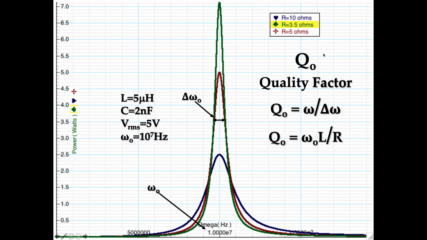So in the lab that you're going to be doing, you're going to be measuring the quality factor. And you can show that the quality factor is omega naught L over R. And typical values range between 10 and 100. You're not doing that lab next, those of you taking 215.